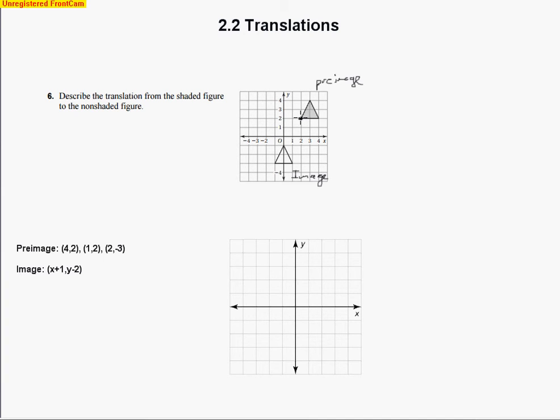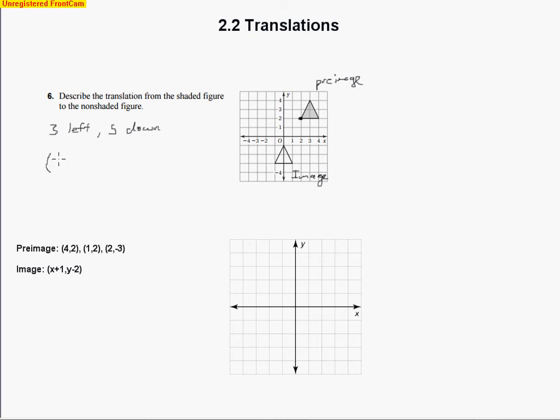So we count the spaces. 1, 2, 3 spaces left. So we write 3 left. And then it went down 1, 2, 3, 4, 5. So 5 down. And that represents the translation of the figure.